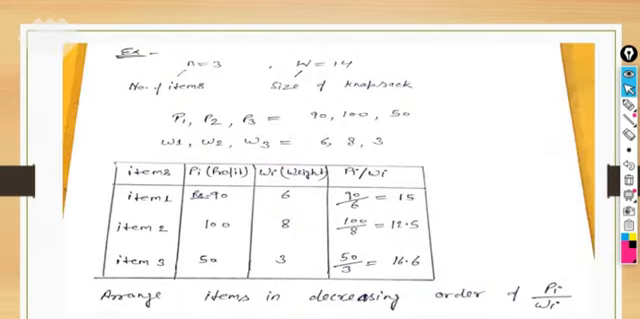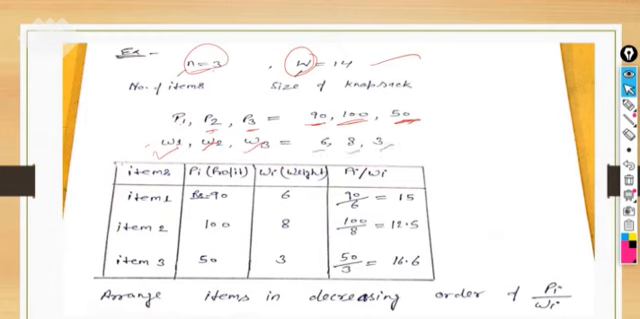So next we have an example. N is the number of items; three items are available. W is the size of the knapsack that we are taking. It's 14. Here P1, P2, P3 are the profits with respect to the item number: first item with profit 90, second item with profit 100, third item with profit 50. Same here, the weights of the first, second, and third items are 6, 8, 3.